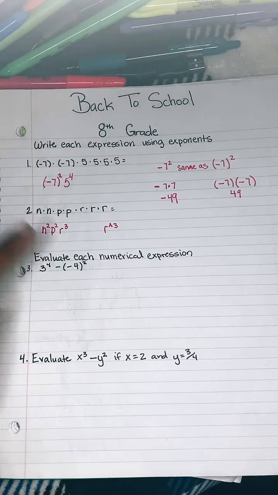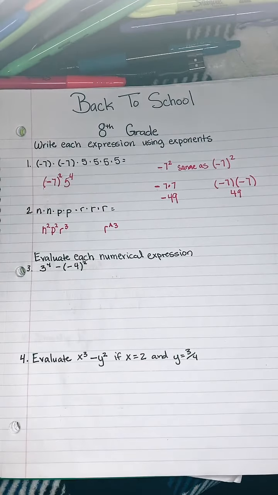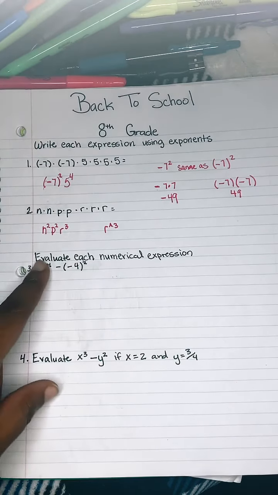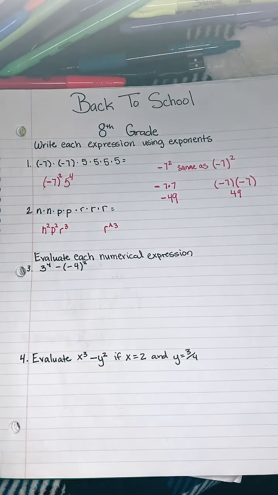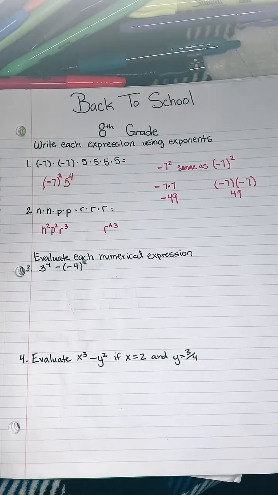So now, we're going to evaluate each numerical expression. We're going to evaluate this using order of operations. So what is 3 to the 4th power? What do you guys say, 3 to the 4th power?